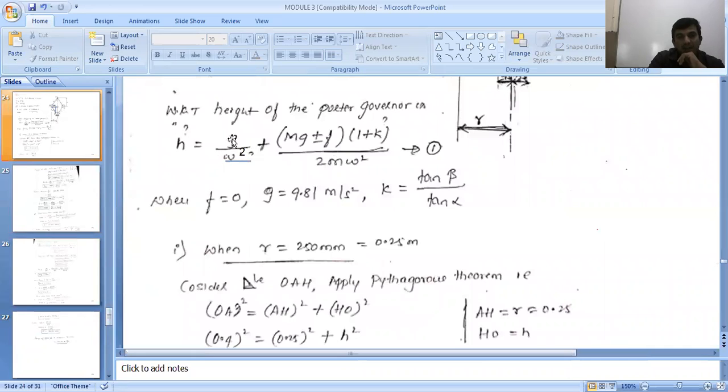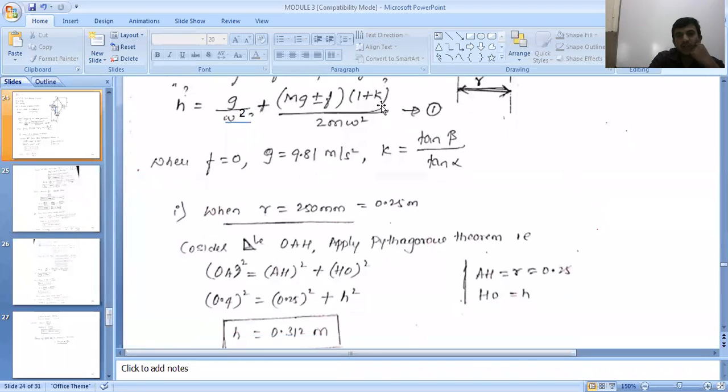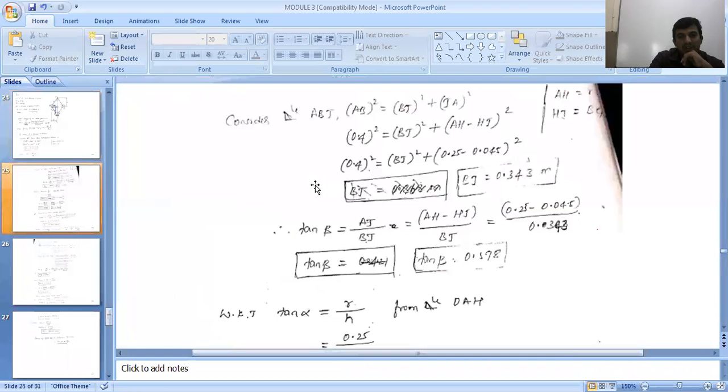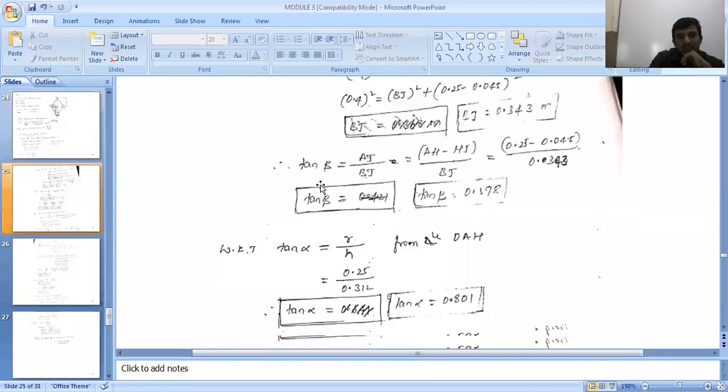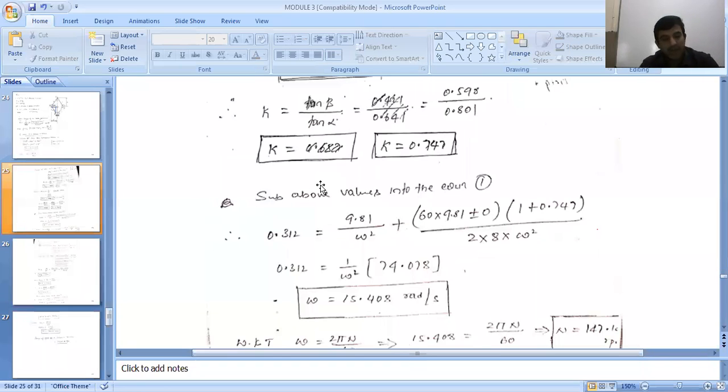In this formula, I want to calculate omega. How to calculate omega? First I should know the h value, then I should know the k value. Already in the earlier calculation we determined the h value and also the k value. Then back substitute into this equation. Once you substitute, we'll get omega square. Am I right? Substitute the above values into equation 1.